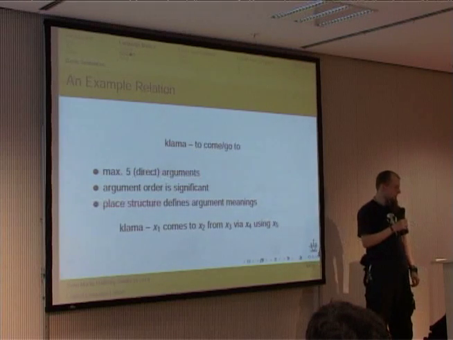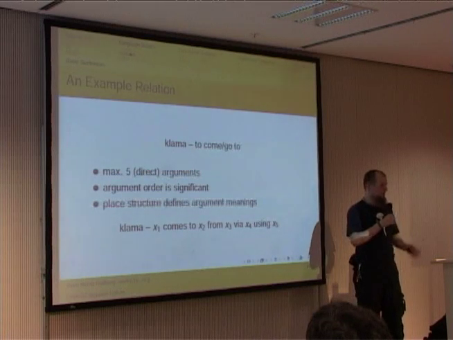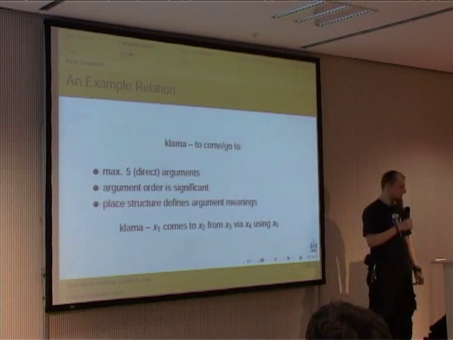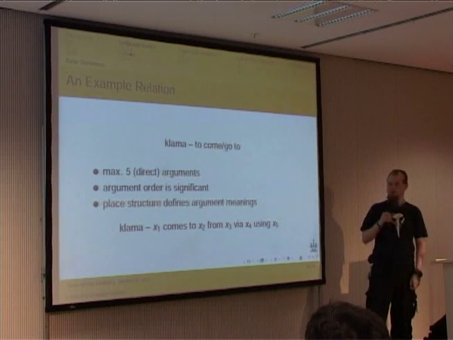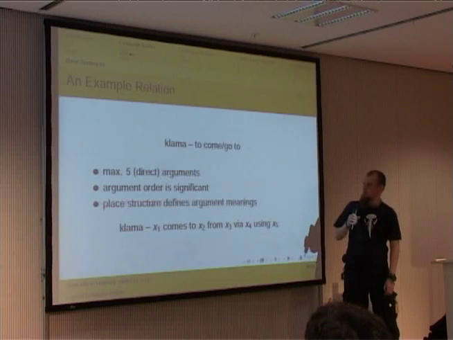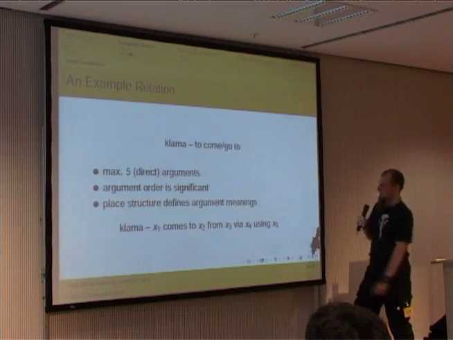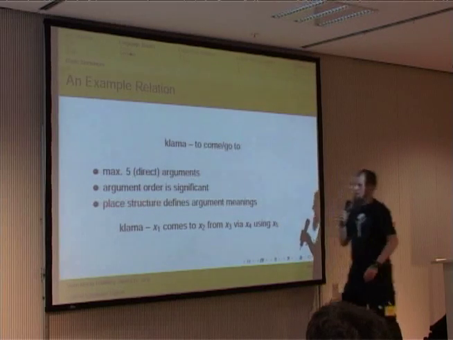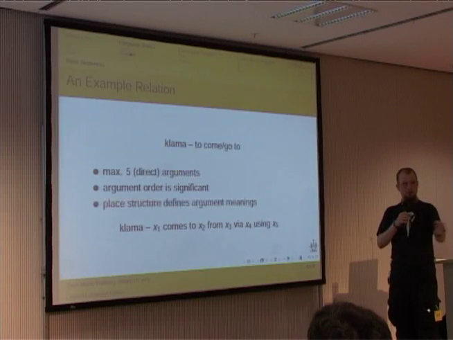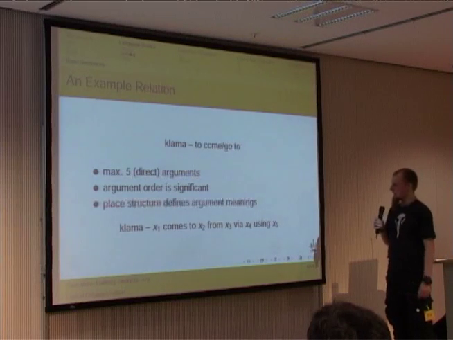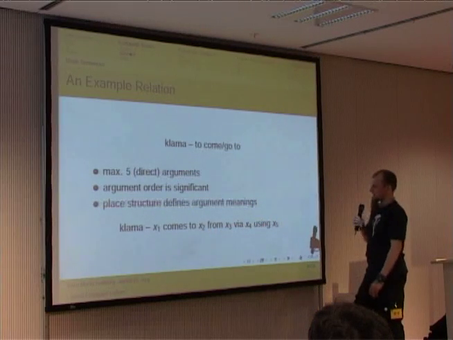So, what's our example relation? The word is klama. It means to come or go somewhere. It has 5 arguments or direct arguments. You can add more with special words if you need them. Their order is, of course, significant, and this is called the place structure of the word. That explains what it means. You have klama, you write it in the syntax that I've said before, and then you have the arguments 1 through 5, and that's what it means.